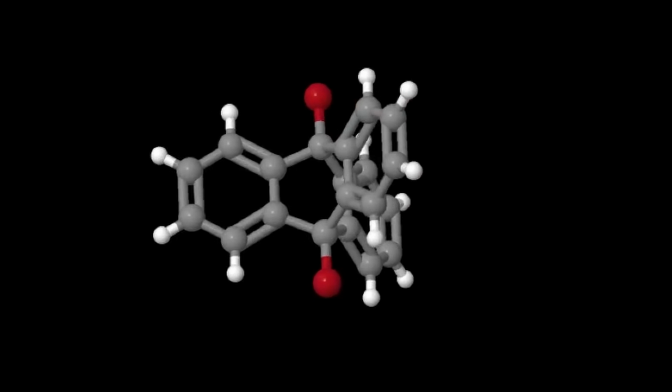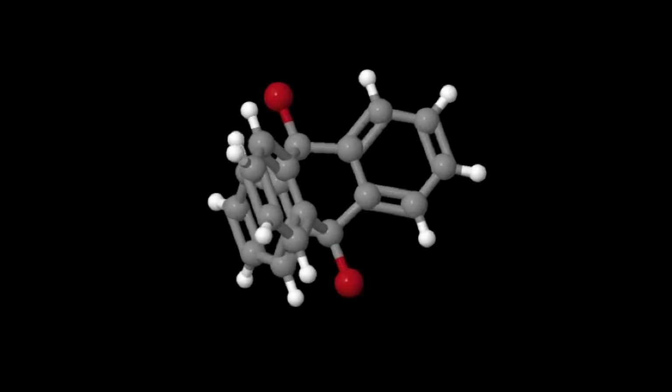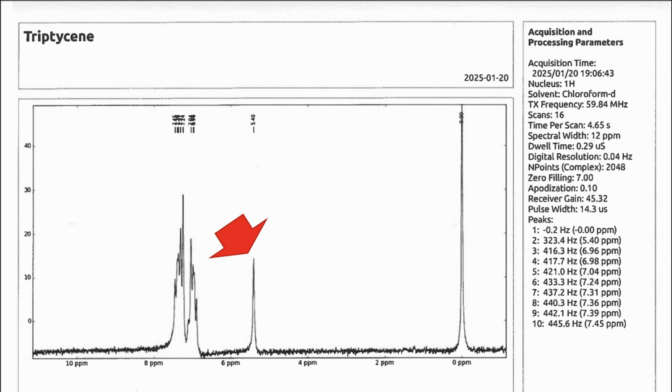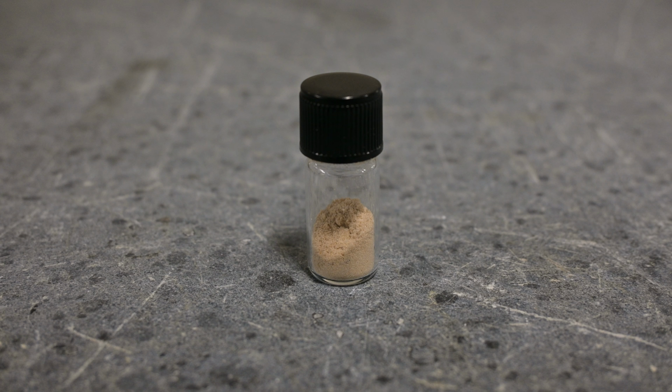Next, the bridgehead protons. The two protons on the sp3 bridgehead carbons at positions 9 and 10 typically appear at around 5.40 parts per million. Putting melting point and NMR together, we have successfully synthesized triptycene at a relatively high purity.